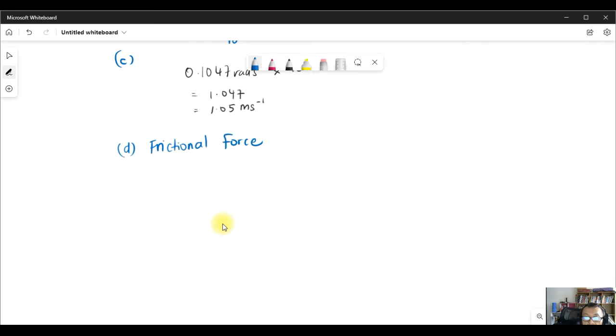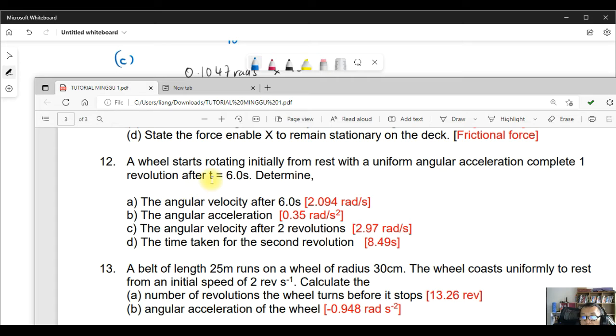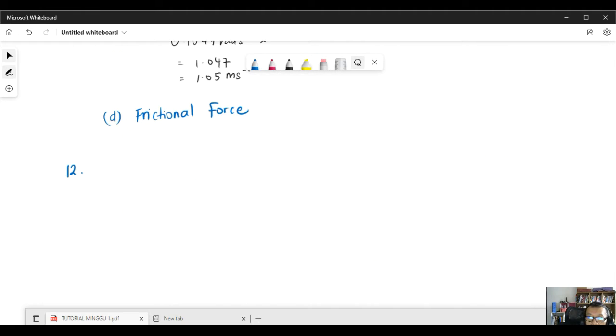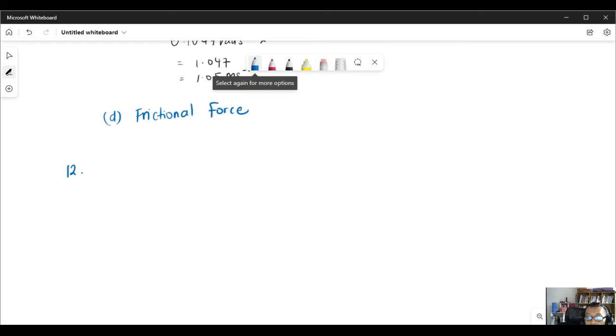For question number 12, the next question. A wheel starts rotating initially from rest with a uniform angular acceleration. Complete one revolution after 6 seconds. Determine A, the angular velocity after 6 seconds. For 12A, we know that the time is 6 seconds. The initial velocity is 0. Okay, they want to know the final angular velocity.